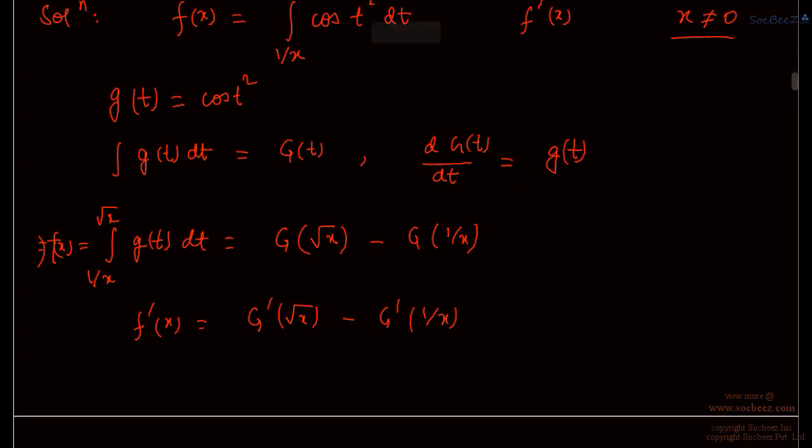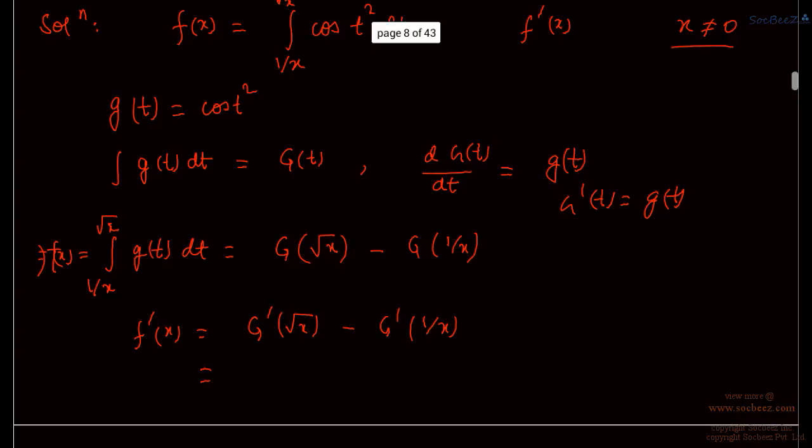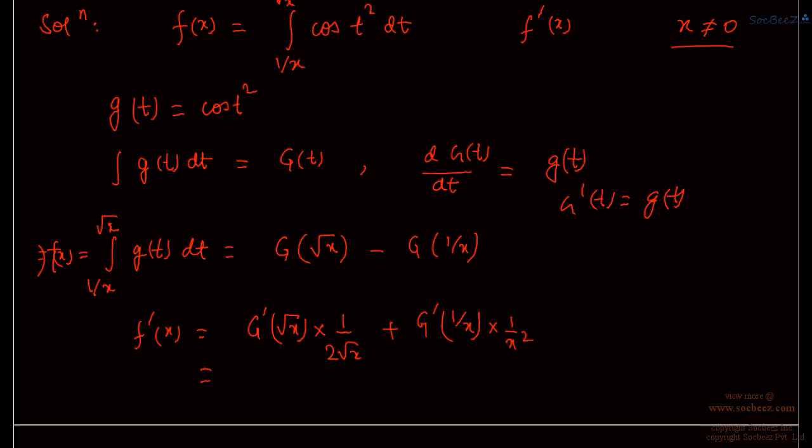So what is the value of G dash t? G dash t is nothing but g(t). We have made one mistake. While differentiating with respect to x, it is G dash of root x into the differentiation of root x, that is 1 upon 2 root x. Similarly, we have G dash of 1 upon x into the differentiation of 1 upon x, that is minus 1 by x square. One minus sign is there, so we have plus 1 by x square, right?